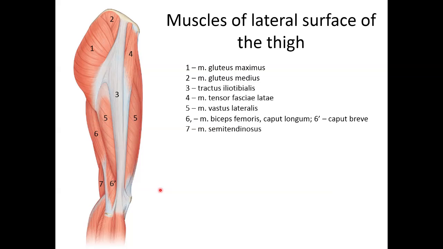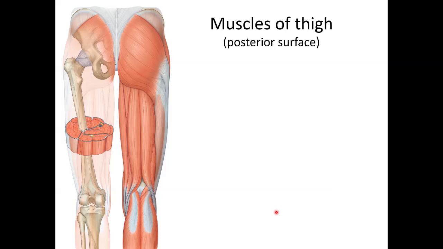Then, number 7, musculus semitendinosus. Semitendinosus. We try to designate each muscle which we can see here. It's difficult to understand in this aspect, but nevertheless it could be seen. So we use this designation, musculus semitendinosus. And now let's continue on the posterior surface of the thigh. Here it is, posterior surface of the thigh.